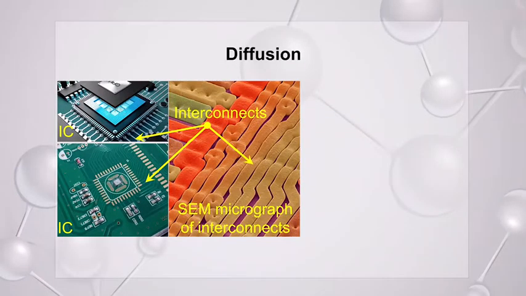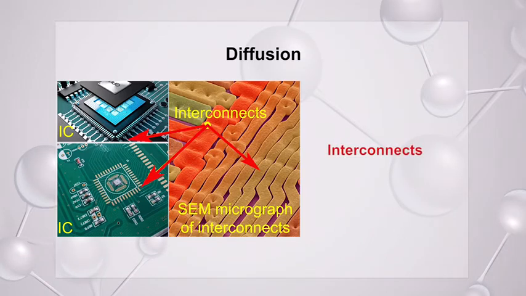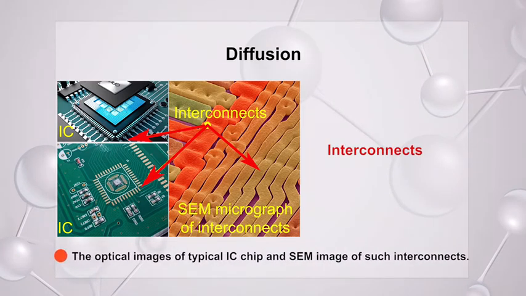For instance, the fabrication of integrated circuits, also known as ICs, involves the deposition of very thin and narrow conducting circuit paths on silicon wafers. These paths provide the passage of rapid current flow from one IC component to another. These paths are called interconnects. This figure shows the optical image of a typical IC chip and an SEM image of such an interconnect.